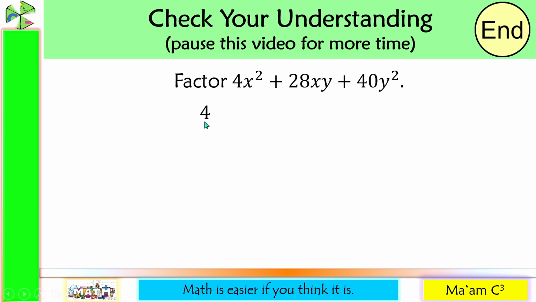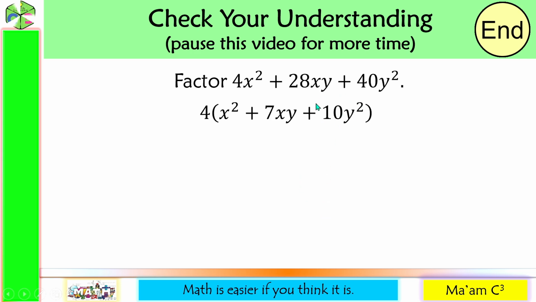4x squared divided by 4 is x squared. Positive 28xy divided by 4 is positive 7xy. Positive 40y squared divided by 4 is positive 10y squared. This is our trinomial where a is equal to 1. So I'm going to use magic X technique.